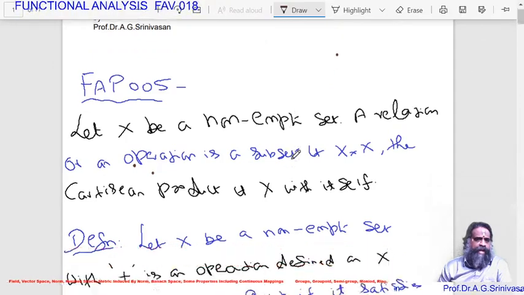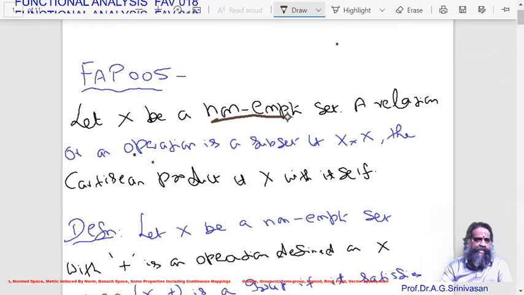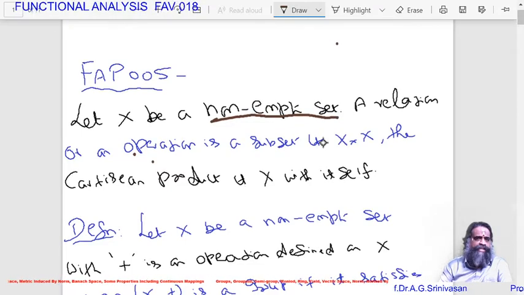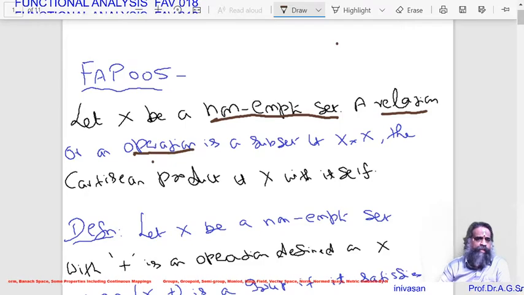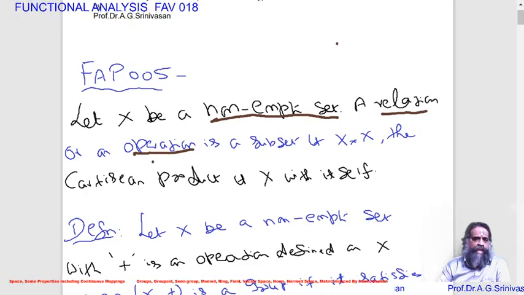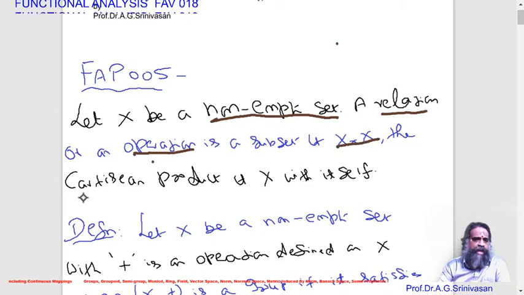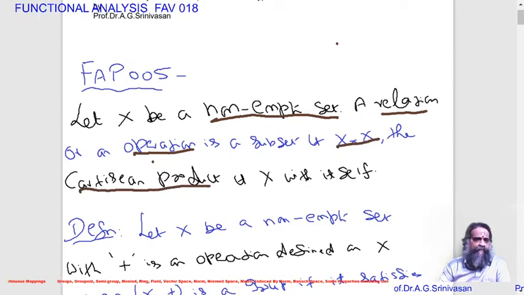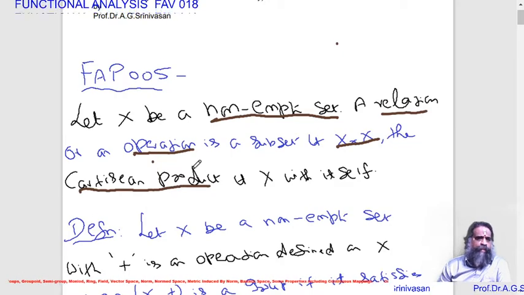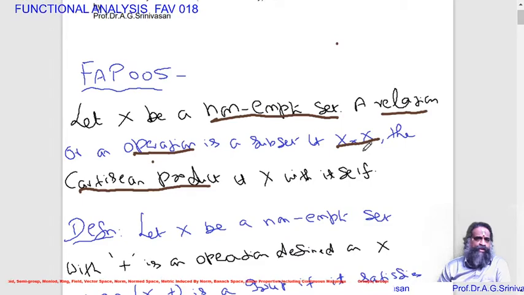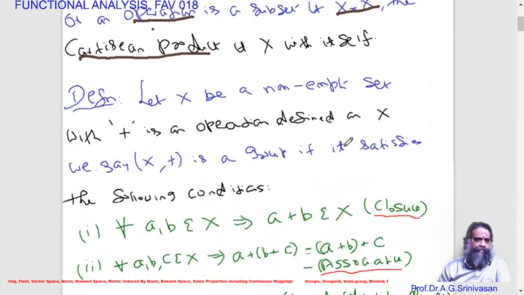Let X be a non-empty set. So we begin with a non-empty set X. A relation or an operation, also called a binary operation, is a subset of X cross X, where X cross X is the Cartesian product of X with itself. So a binary operation is a subset of the Cartesian product X cross X.